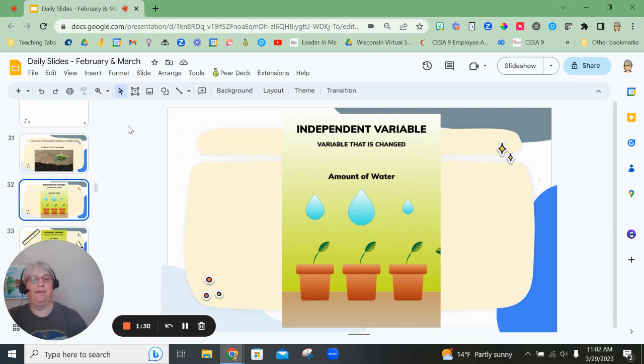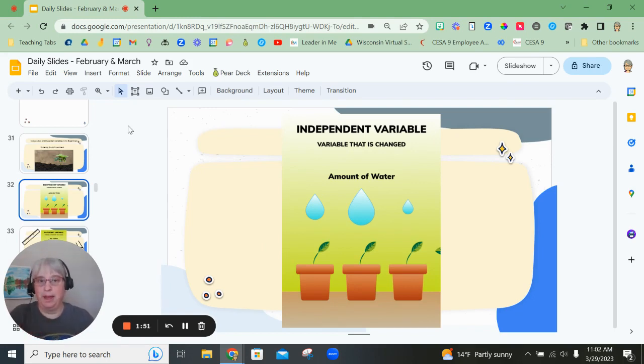I have one plant that's getting very little water. Let's say I have three. In this example, there are three. I have another plant that's getting an average amount of water and a third plant that's getting a lot of water. Nothing else is changing. The amount of sunlight isn't changing. The pot is the same. The soil is the same. The only thing that changes is the water.